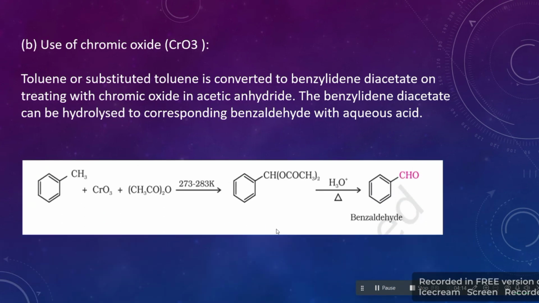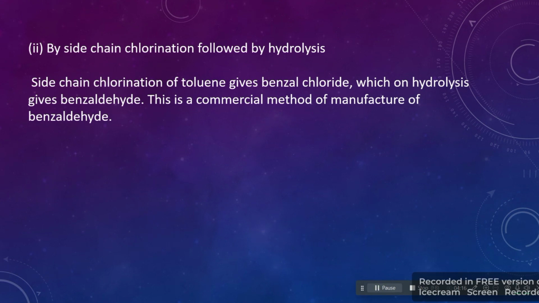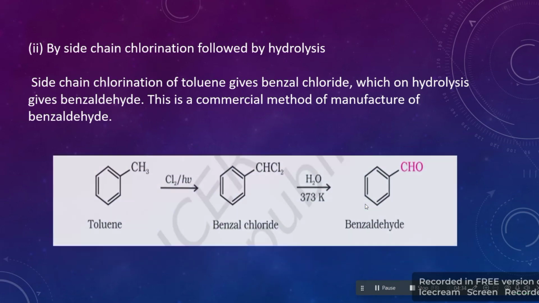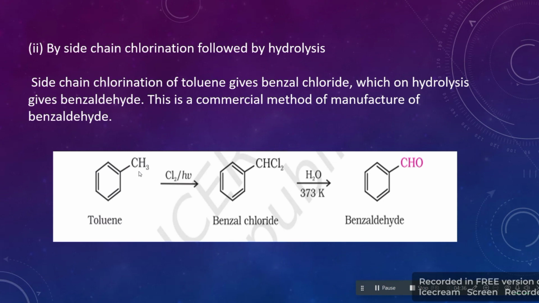Okay, this is a commercial method of synthesis of benzaldehyde, by side chain chlorination followed by hydrolysis. Side chain chlorination of toluene gives benzyl chloride, which on hydrolysis gives benzaldehyde. This is a commercial method of manufacture of benzaldehyde. Let's see the reaction. This is toluene, which is chlorinated and forms benzyl chloride. On hydrolysis, it gives benzaldehyde.